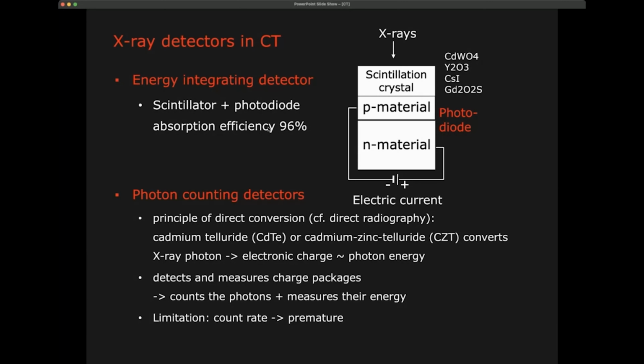So what you have nowadays is that photon counting detectors are being specifically developed.